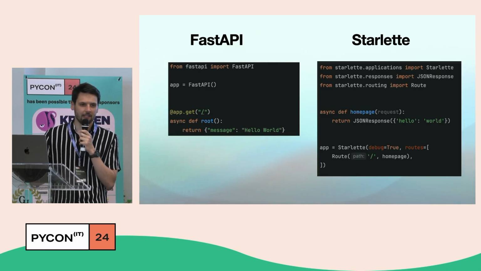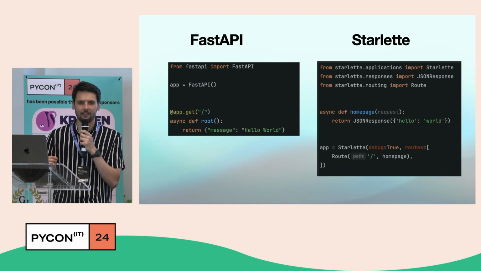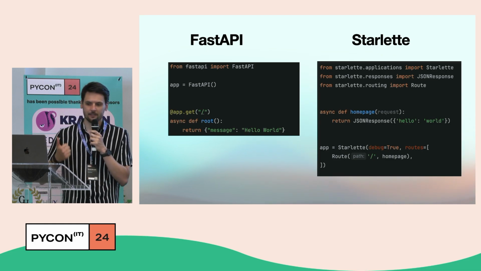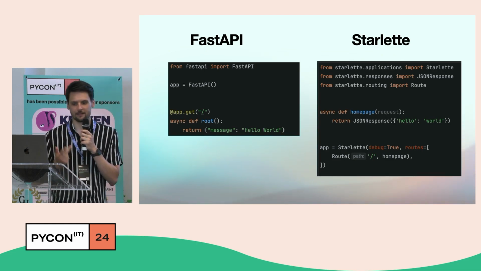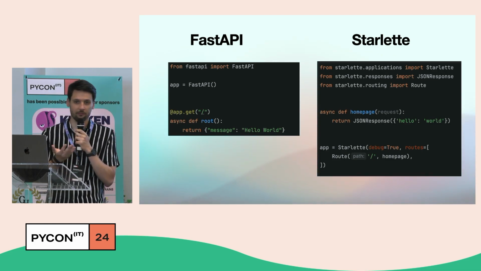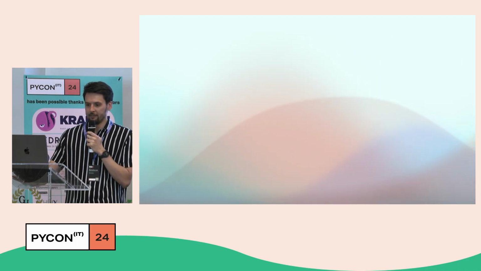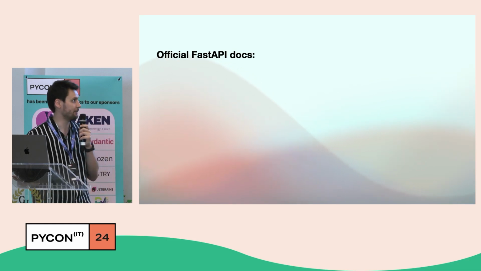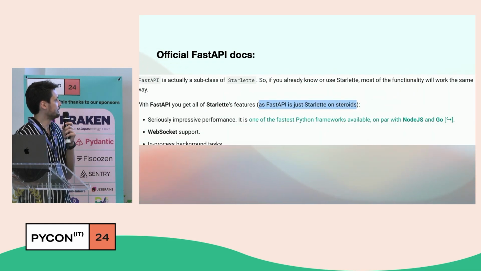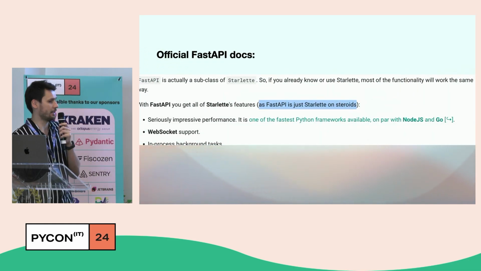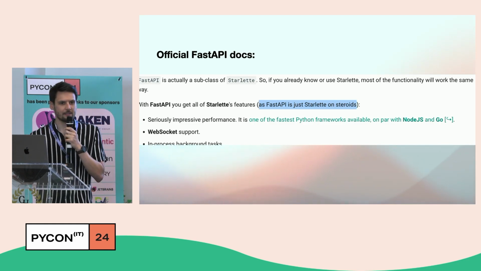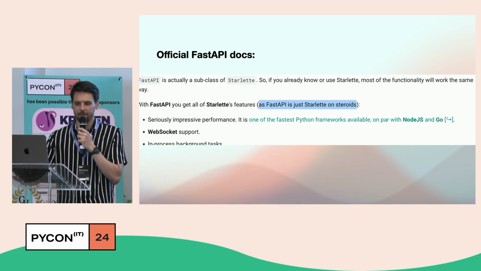And what if I tell you that FastAPI directly uses all features from Starlette, such as background tasks, test client, WebSockets, middlewares, and path converters? What's more, in the FastAPI documentation, you can find this statement: "FastAPI is just Starlette on steroids." Interesting, right? So let's see if Starlette is fast.